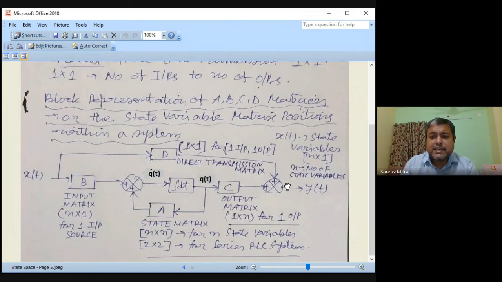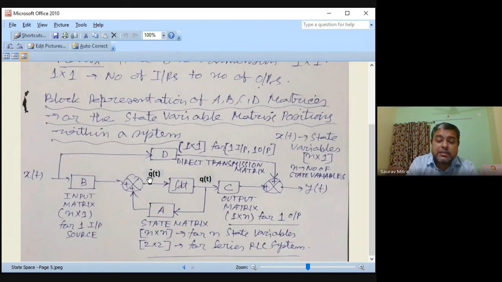So whatever is the representation of state variables: q dot t is equal to A qt plus B xt. That we are finding here. This is q dot t, the differentiation of state variables. That is, qt is coming from here, and A. And what is the dimension of the A matrix? It is 2 by 2 or n cross n, that is, the number of state variables. A matrix is always a square matrix, which is called the state matrix.